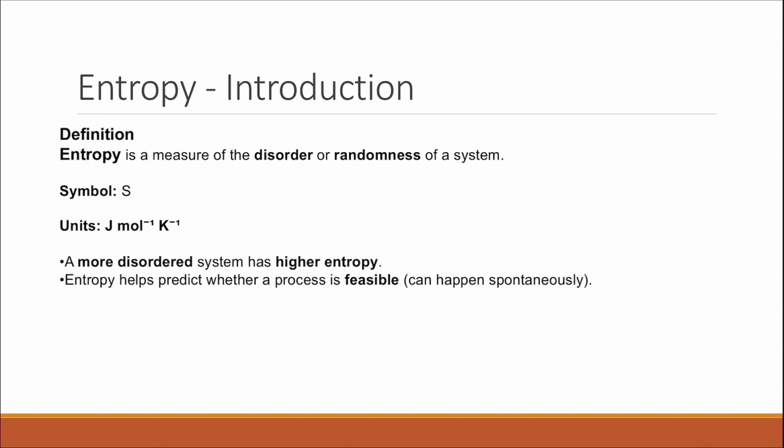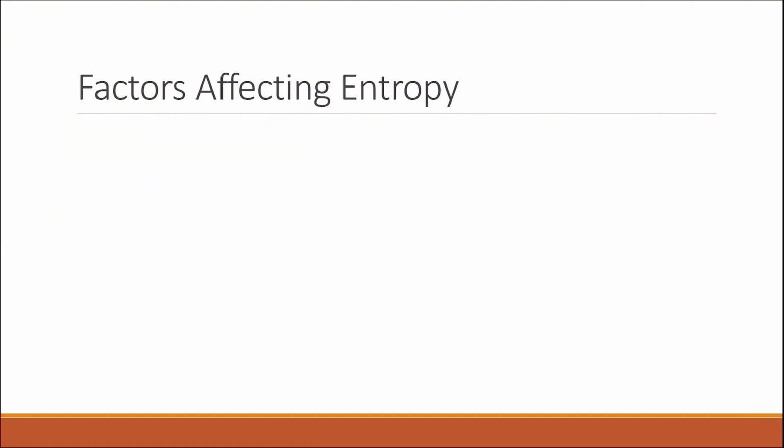Entropy helps to predict whether a certain process will be feasible or not, meaning whether this is going to happen or not. So an increase in the entropy means that we're going to have a higher value for the entropy change. That means that this particular reaction is more likely to take place. There are certain factors that affect the entropy.